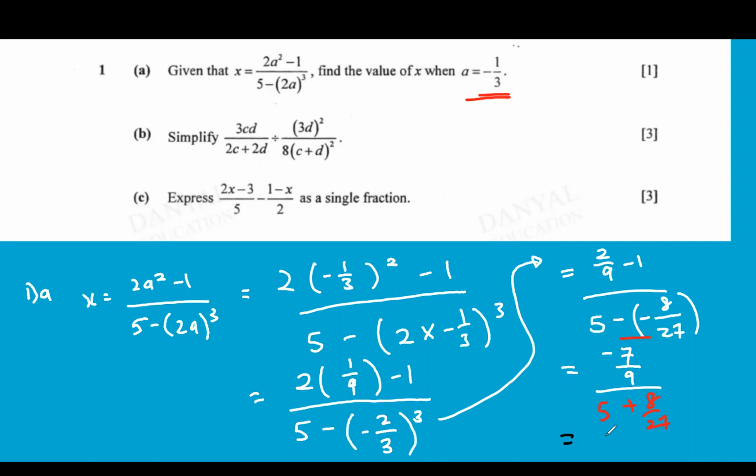Highly recommend that you all should use a calculator for this, because for secondary school, you are given the chance to use a calculator for most of the questions. So from here, our answer is equal to negative 21 over 143.